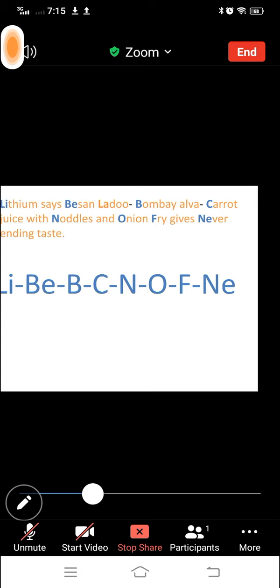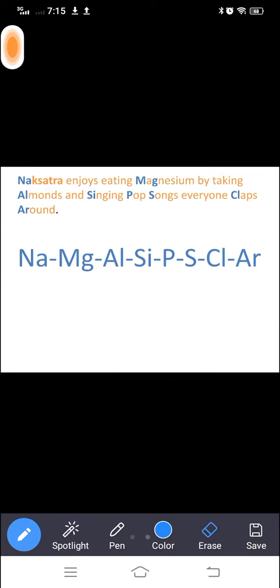Then go to the third period. Third period starts with sodium. Nakshatra enjoys eating magnesium by taking almonds. If you want to eat magnesium, you want to take almonds, because almond is enriched with magnesium.